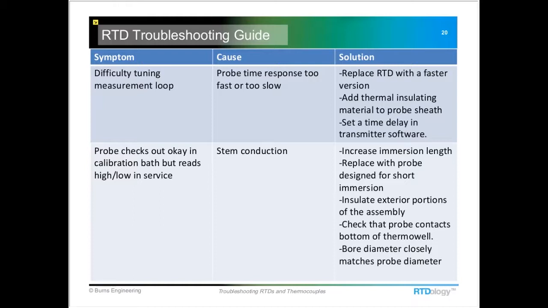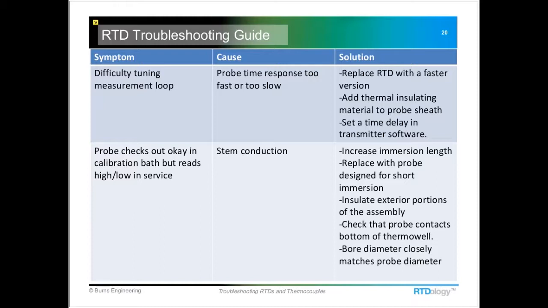And there are solutions to both of those problems. The easiest way to slow down a probe is just to put some kind of an insulating material over it, and a real benign one is just some Teflon shrink tubing or PVC shrink tubing. That will slow down the response of that probe quite a bit. Another way to handle that is to set a time delay in your transmitter or chart recorder, controller, whatever it may be. Again, I mentioned that earlier, where a lot of transmitters have a feature in them, especially the smart ones, where you can set a measurement delay up to about 60 seconds.